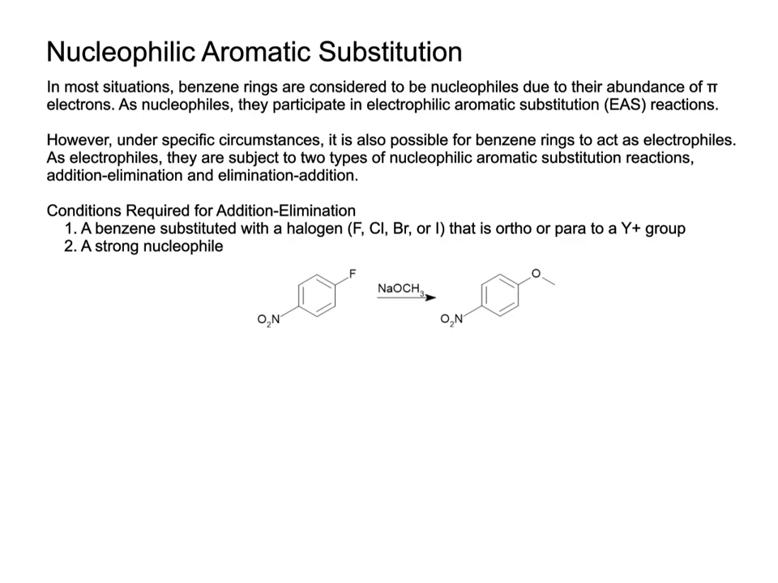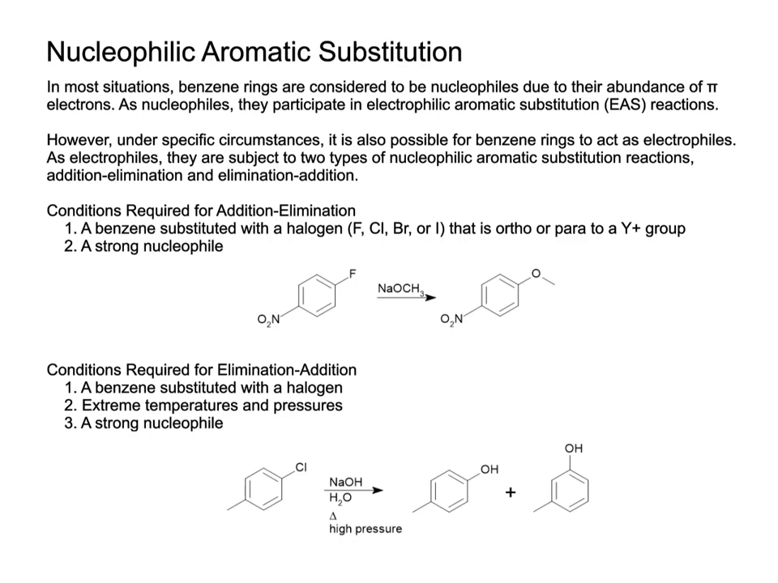And as you can see in that reaction, what we get is a substitution overall where the halogen is replaced by the nucleophile. For elimination addition, once again, we do need a benzene that is substituted with a halogen. But in this case, we also need very extreme conditions, so incredibly high temperatures and pressures. And then we need that strong nucleophile as well. Let's take a deeper dive into both of these reactions.